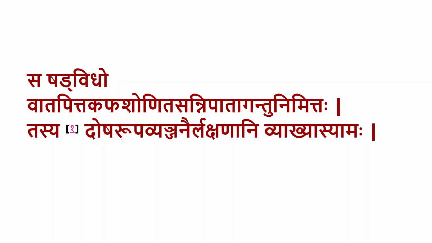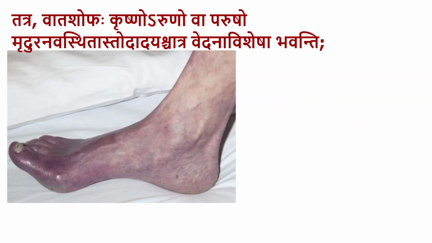They are of वातपित्त कफ variety, रक्तज variety and सन्निपात आगन्तु, and their features are तत्र वातशोफः कृष्णो अरुणो वा परुषः मृदुः अनवस्थिताः तुन्दाग्यश्च वेदनाविशेषाः भवन्ति. The Vataja Shofa would be presented as blackish or reddish in color, the surface would be rough and often soft, pain would be quite severe and inconsistent.